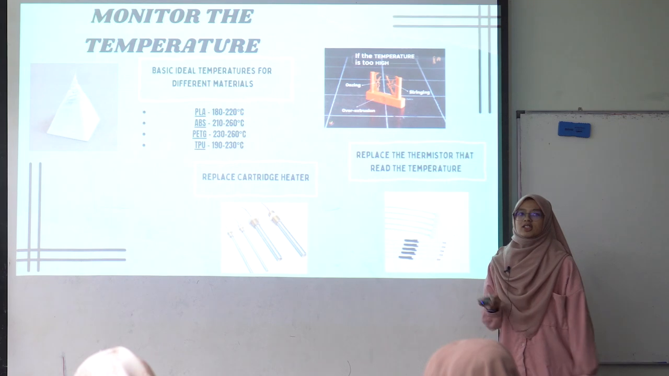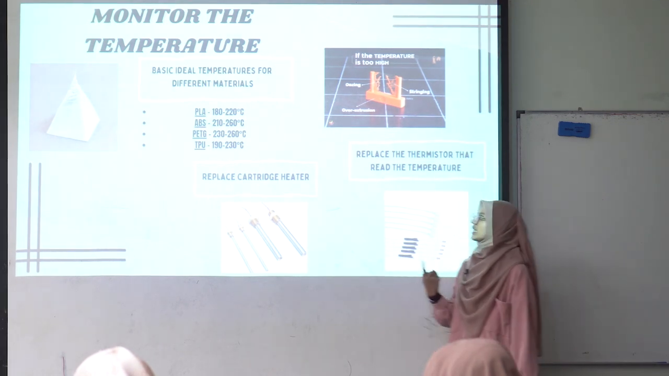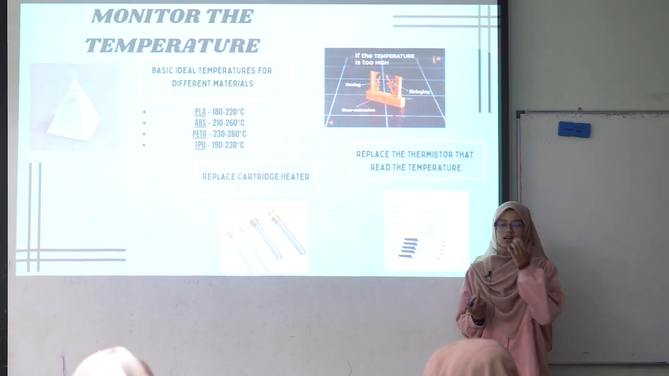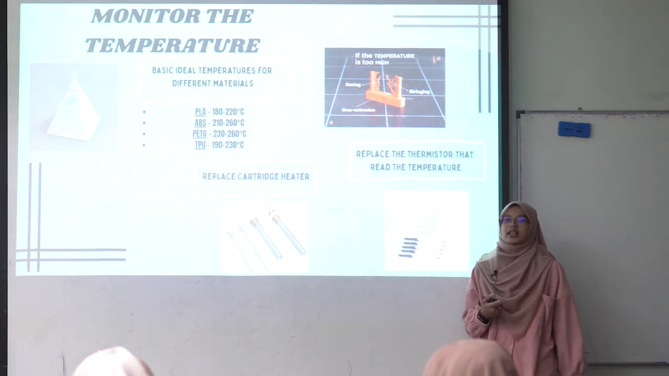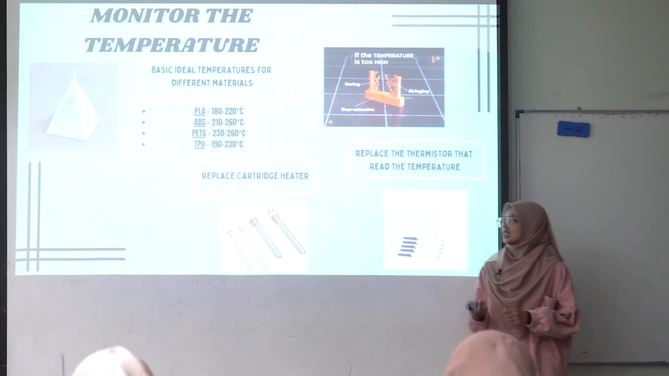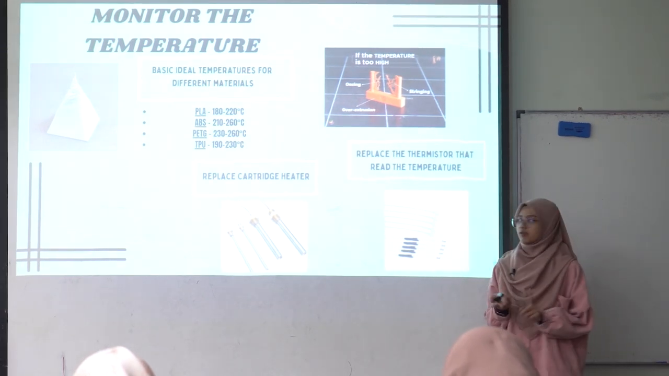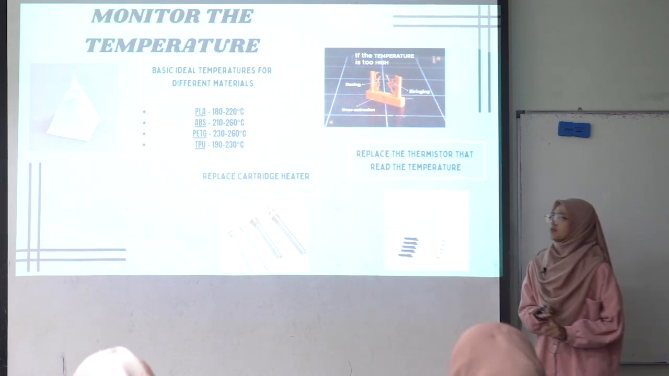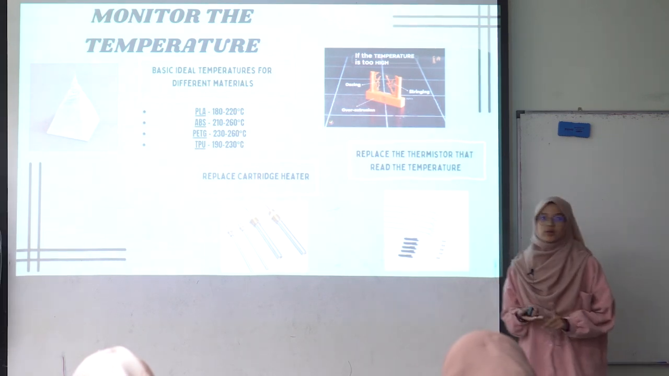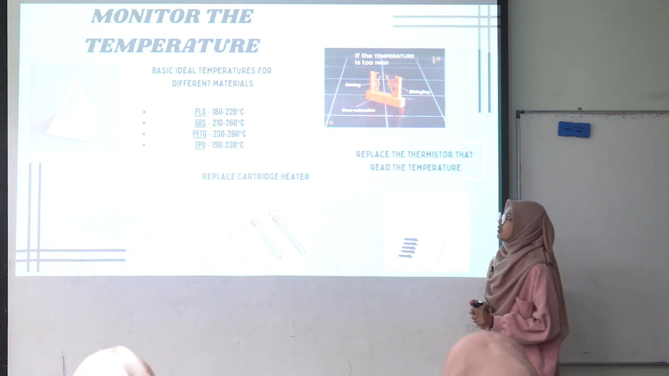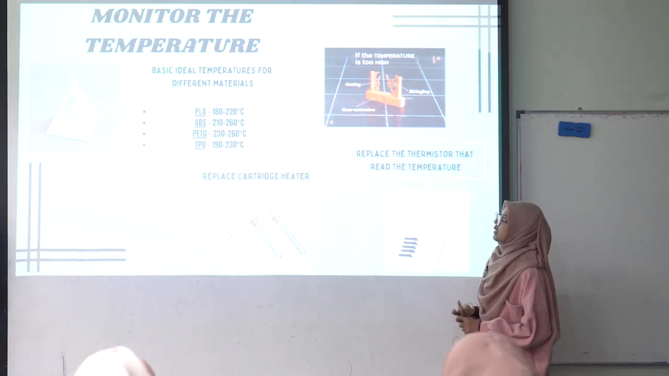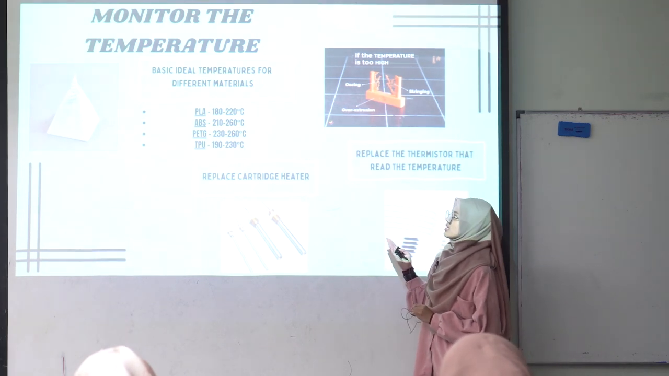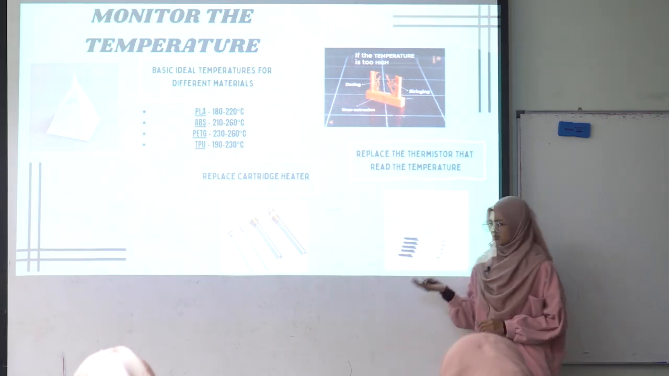Next innovation to solve a 3D printing problem is to monitor the temperature. When the temperature is too high, it can cause print imperfections such as stringing, curling and elephant foot. So firstly, we need to set up the temperature based on the material that we use. This is because different materials have their basic ideal temperatures. So this is the basic ideal temperature for PLA, ABS, PETG, and TPU.